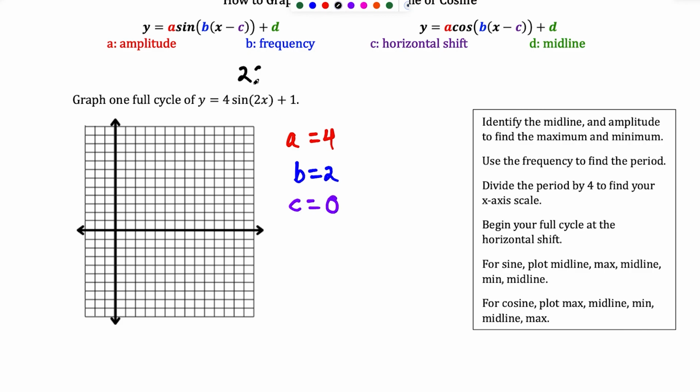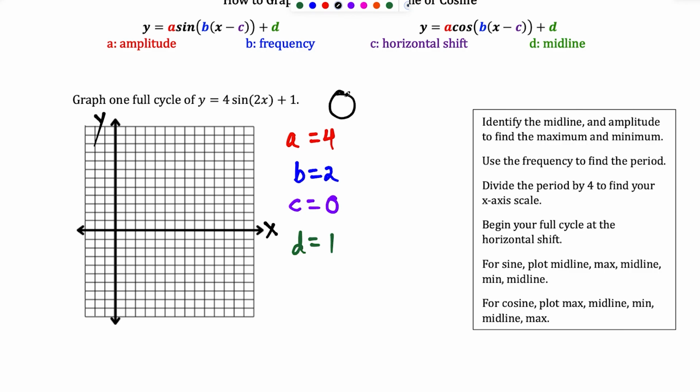If instead we had something like 2 times x minus pi over 2, then we could say the horizontal shift is pi over 2, but there's nothing being subtracted on the inside, so our horizontal shift is 0, which means we're going to be starting our sine curve on the y-axis. And then last, we could look for the midline. The value d here is equal to 1. And this tells us the horizontal line that's cutting through the curve.